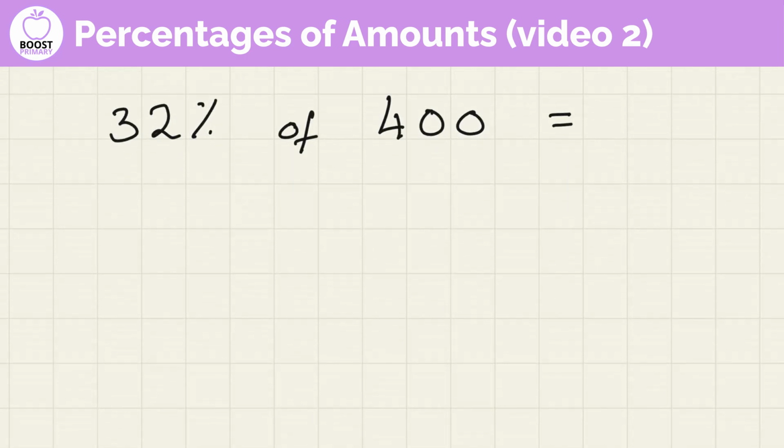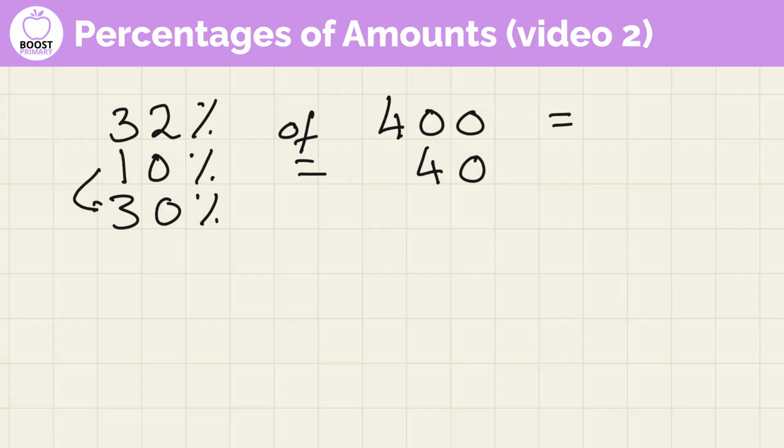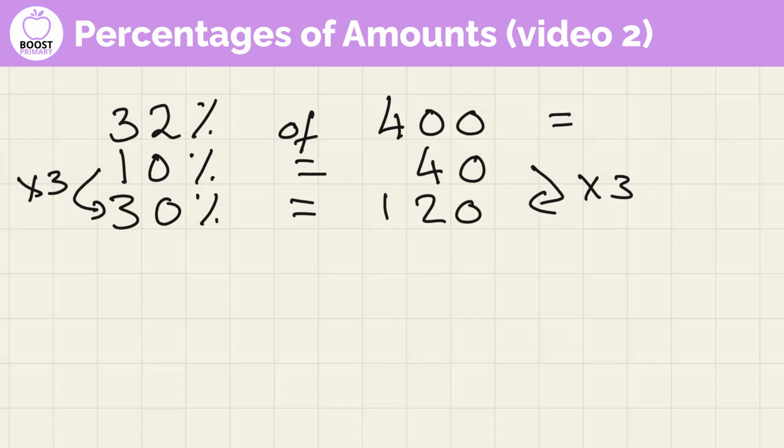The next question is find 32% of 400. We're going to start off with 10% again. 10% of 400 equals 40. We're going to scale that up to 30%. 10% times by 3 is 30%. So 40 times by 3 is 120. So now we have 30% of 400.